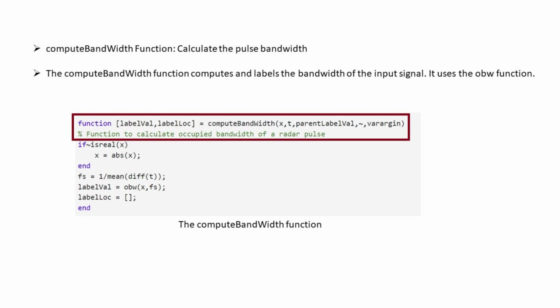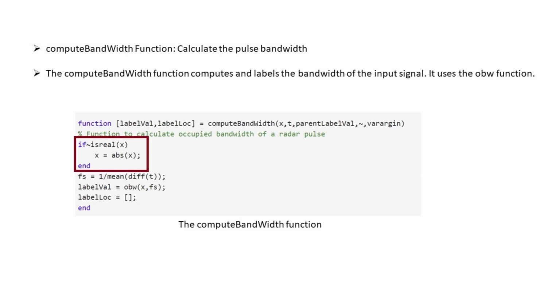Tilde, a placeholder indicating an unused input, likely parent label LOC in the function signature, which is a way to ignore that input. Varargin, a variable length input argument list, not utilized in this function, but allows for additional arguments to be passed if needed. The function returns two outputs. Label val, the calculated bandwidth of the signal. Label LOC, an empty array, which could store the location of the label, though it's not used in this function.